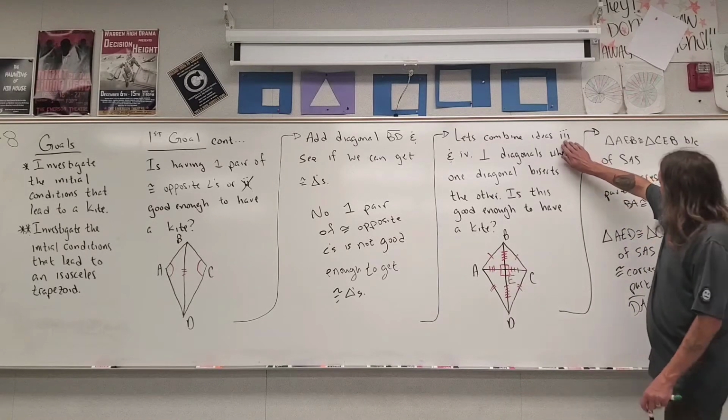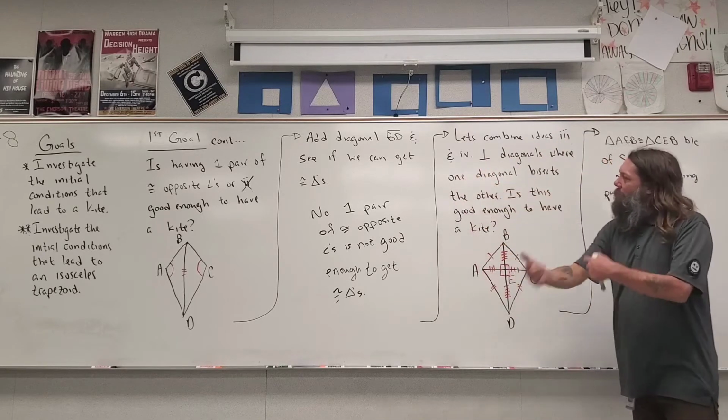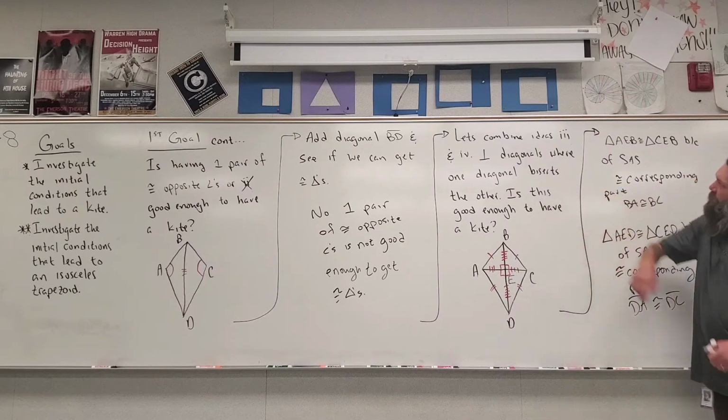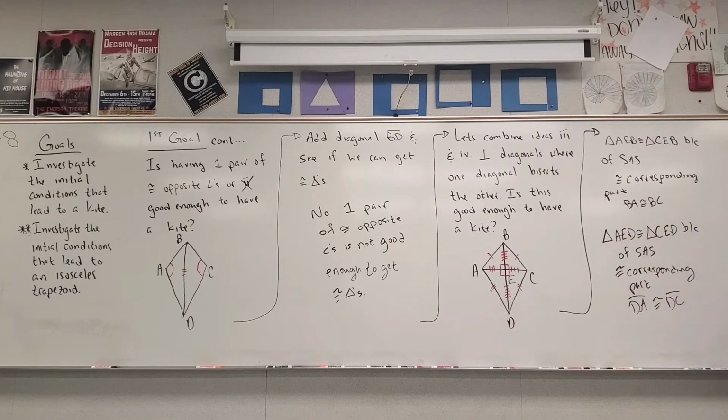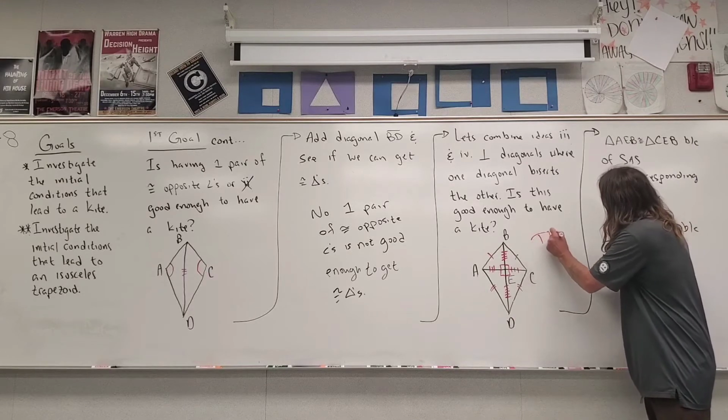So the combination of the properties of 3 and 4 will allow me to get back to a kite as an initial condition. So we get to a kite if diagonals are perpendicular and one diagonal bisects the other. So this will generate a kite. This is good enough for a kite.